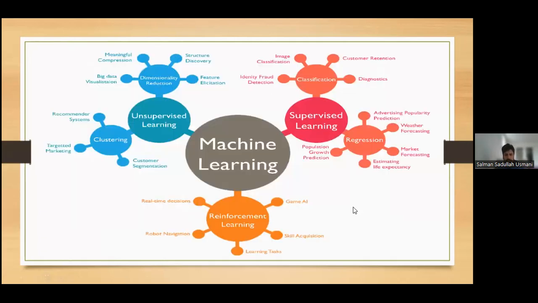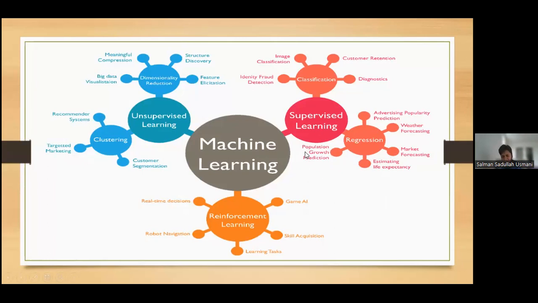So this is the summary of whatever I have talked about. Machine learning is classified as supervised learning, reinforcement learning, as well as unsupervised learning. In supervised learning, you get the classification model, used in fraud detection, image classification, customer retention, as well as medical diagnostics. In the regression model, you have advertising popularity prediction, weather forecasting, market forecasting, as well as life expectancy. In biological data, you will see a number of papers where, from cancer samples, they try to predict the estimated life expectancy, how much chance of survival there is. So they do survival analysis in cancer data. This is a very growing field nowadays. There you apply machine learning regression models, as well as try to predict population growth.